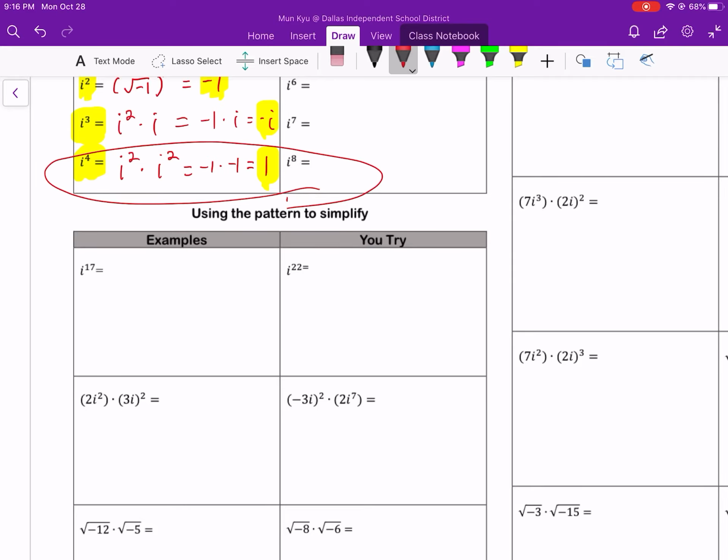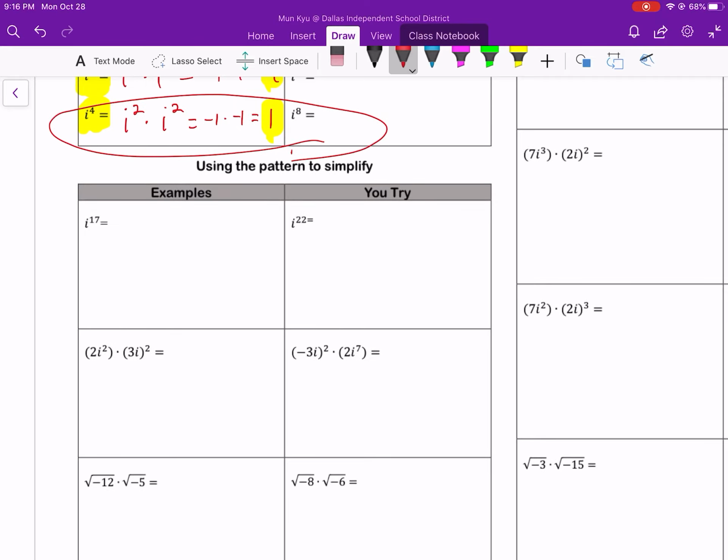And i to the 17th, to me, it looks like just i to the 16th power times i will give i to the 17th, because 16 plus 1 is equal to 17. And again, i to the 16th power is like 1 times 1 times 1 times 1. So nothing changes, so this one is equal to just 1. So this answer is going to be just i, because 1 times i is equal to i.